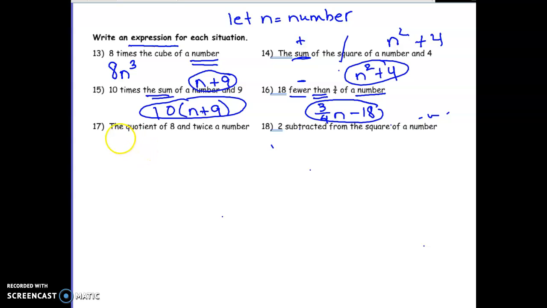Okay, 17, we have the quotient. Anytime I say quotient, I'm just going to draw a fraction bar because in algebra we don't use the division symbol. We're just going to use a fraction bar. And in order it says the quotient of 8 and twice a number. So it would look like that.